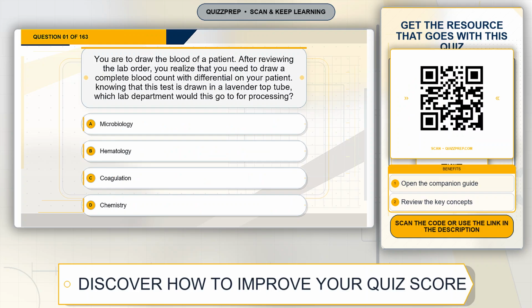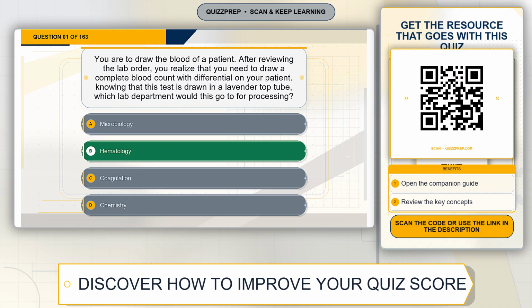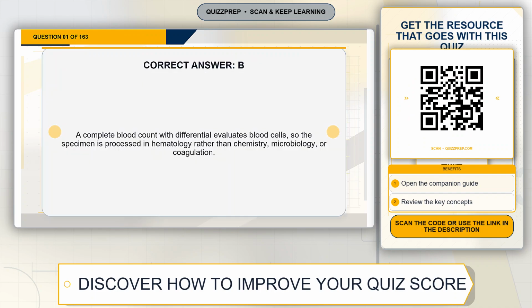Question 1. You are to draw the blood of a patient. After reviewing the lab order, you realize that you need to draw a complete blood count with differential on your patient. Knowing that this test is drawn in a lavender top tube, which lab department would this go to for processing? Option A, microbiology. Option B, hematology. Option C, coagulation. Option D, chemistry. The correct answer is option B, hematology. Explanation. A complete blood count with differential evaluates blood cells, so the specimen is processed in hematology rather than chemistry, microbiology, or coagulation.